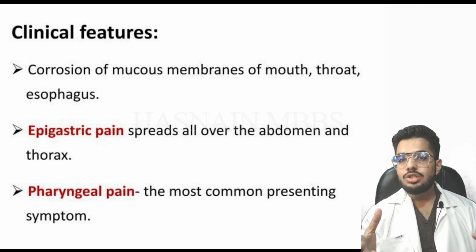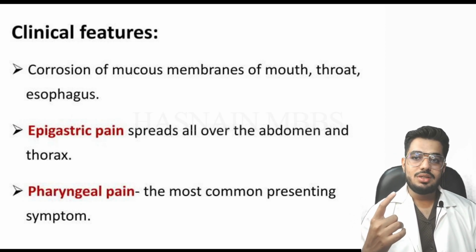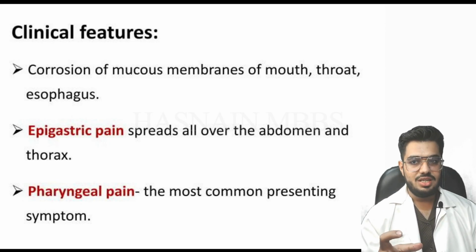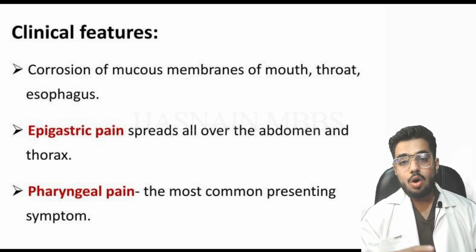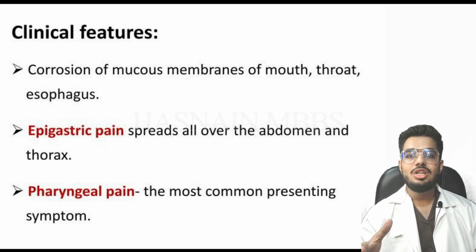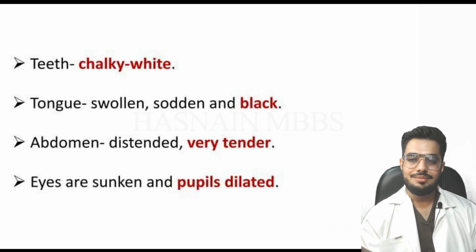There will be corrosion of the mucous membrane of the mouth, throat, and esophagus if someone tries to ingest it. There will be epigastric pain, pain all over the abdomen and thorax, and pharyngeal pain. The teeth will become chalky white when they come in contact with it. The tongue will become swollen and black, and the abdomen will be distended and very tender. If you just touch it, there will be severe pain. The eyes will be shrunken and the pupils dilated. So these are the clinical features.